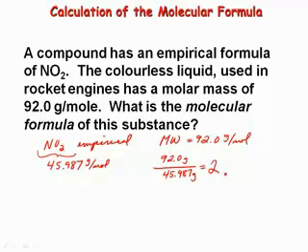So that tells me that my molecular formula is twice as big as the empirical, and so all I'm going to do then is take the 2 and multiply each of the subscripts in the empirical formula by 2. So N2O4 is the compound that we're talking about. It has a molecular mass of 92, and it has an empirical formula of NO2.